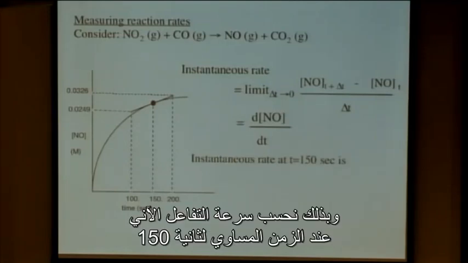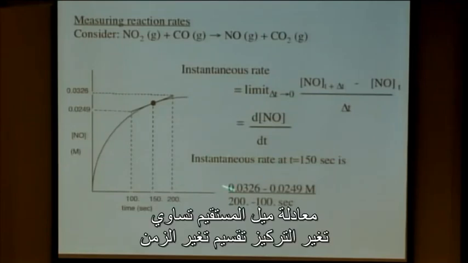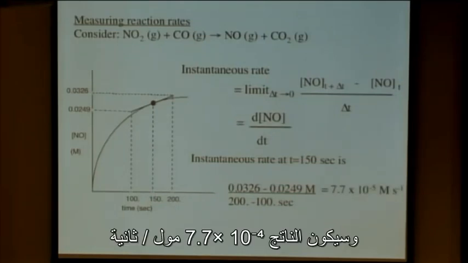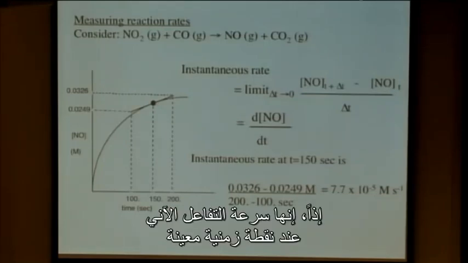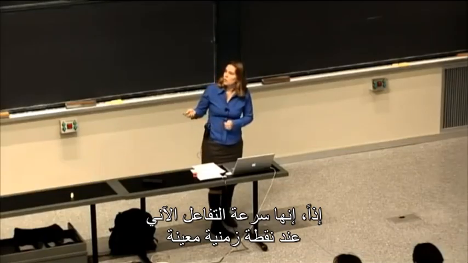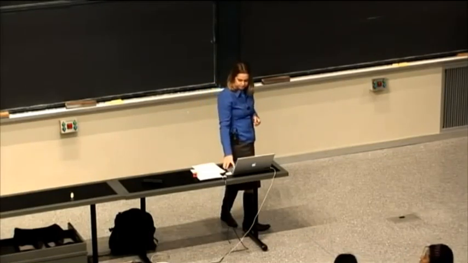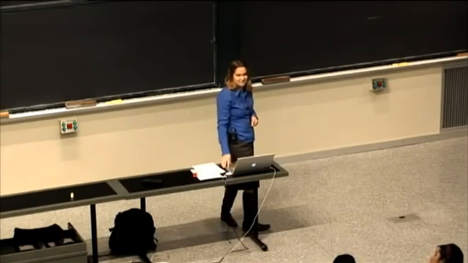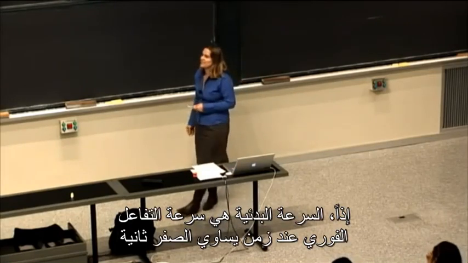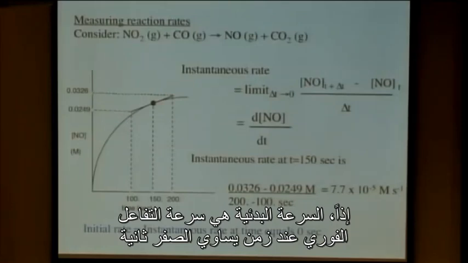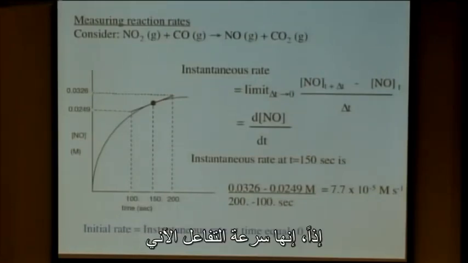And so we can do that math, calculating the slope. And here we find that the instantaneous rate at time equals 150 seconds, this is the slope of the line, this change in concentration over change in time, gives you 7.7 times 10 to the minus 5 molar per second. So that's an instantaneous rate at a particular time. What do you think the instantaneous rate is called at time equals 0? Any guess? Initial rate. Yeah, so initial rate, instantaneous rate at time equals 0 seconds. So that's instantaneous rate.